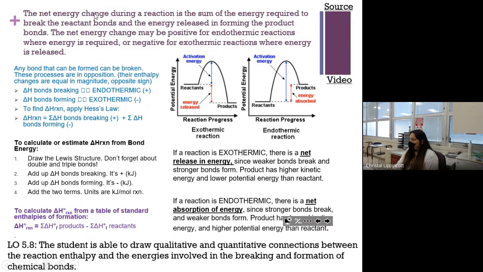Net energy change during a reaction is the sum of the energy required to break the bonds. Broken minus formed, broken minus formed. Say it with me, broken minus formed. Any bond that can be formed can be broken. These processes are in opposition, so their enthalpy changes are the same in magnitude. You just change the sign. So delta H for bond breaking is going to be positive, and bond forming is going to be negative. To find this, remember bonds broken minus bonds formed.